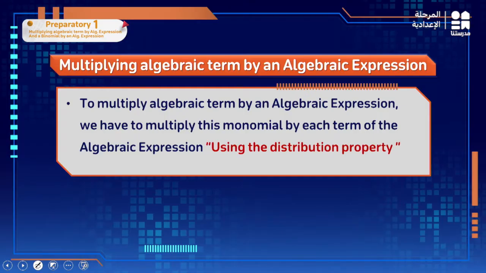Multiplying algebraic expression or algebraic term by an algebraic expression. To multiply algebraic term by an algebraic expression, we have to multiply this monomial or this term by each term of the algebraic expression by using distribution property.